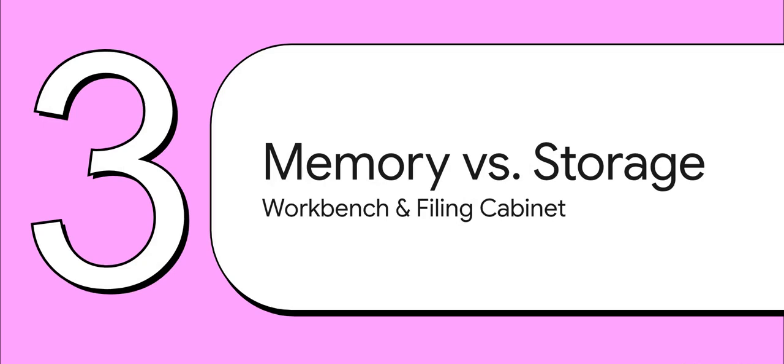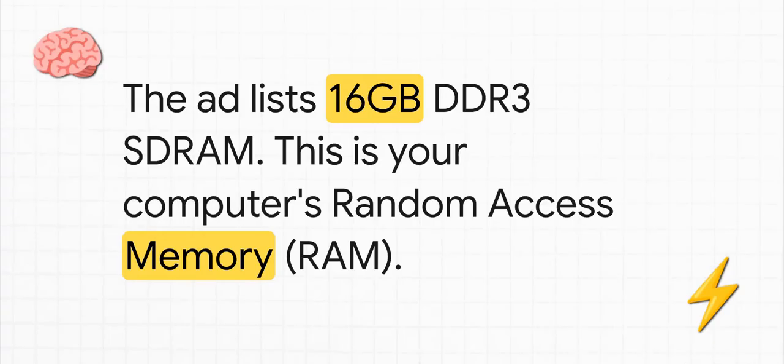Okay, next up is a big one. We've got to untangle 2 words that sound kind of similar but do totally different jobs, memory and storage. And the best way to get it is to think about a workbench versus a filing cabinet. So, first, let's look at the memory spec from the ad. It says 16 GB DDR3 SDRAM. Now, don't worry about all those letters. They just describe the specific type of memory. The parts we really care about are 16 GB and the word RAM.